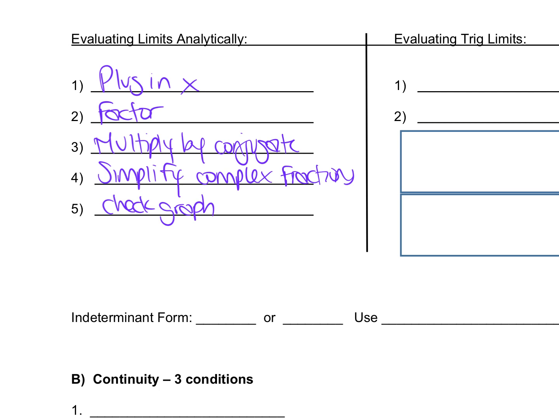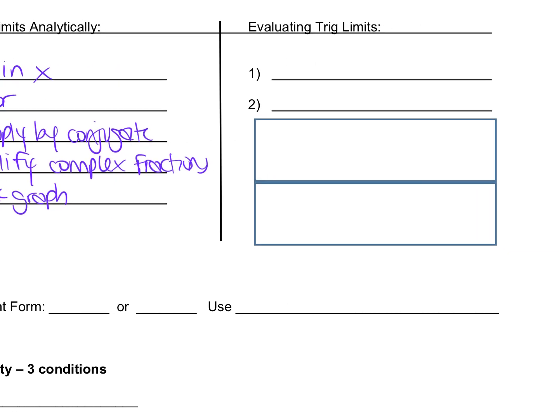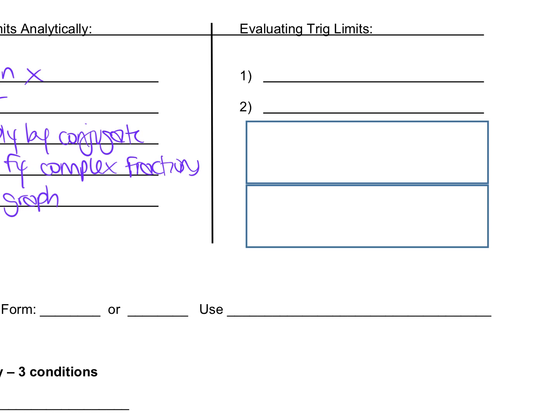When evaluating trig limits, we had kind of two different ways of looking at that. We said, you're still trying to plug it in first, and if that doesn't work, you can use trig identities. So that's switching tangent for sine over cosine or one of the other ones. And then we also had special trig limits.